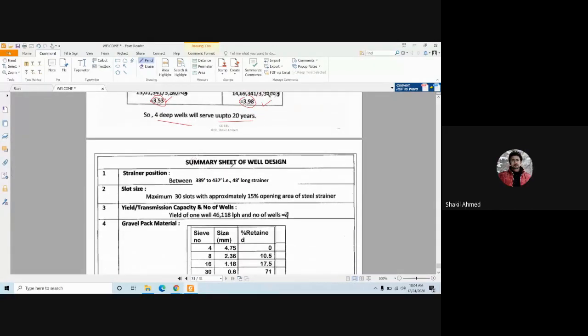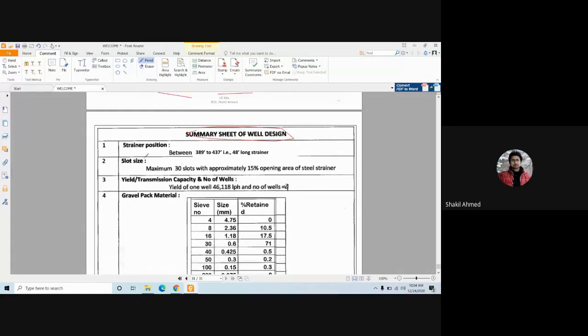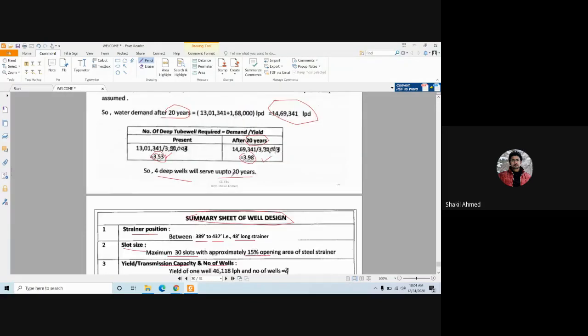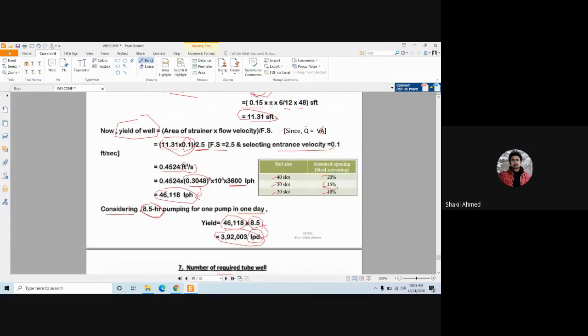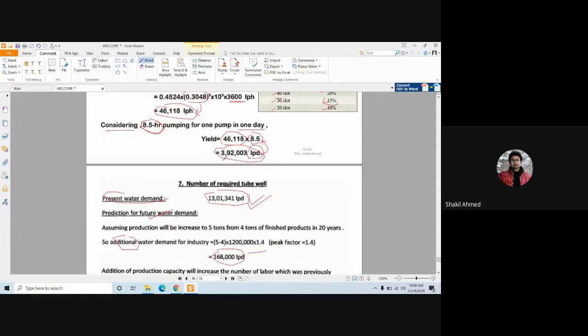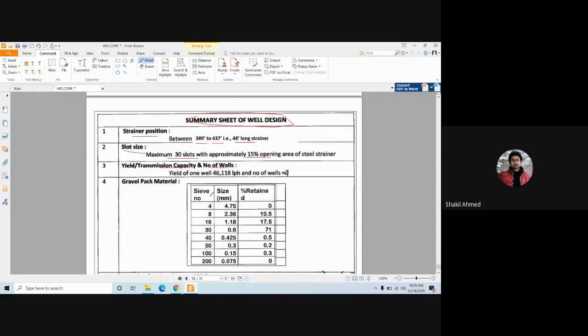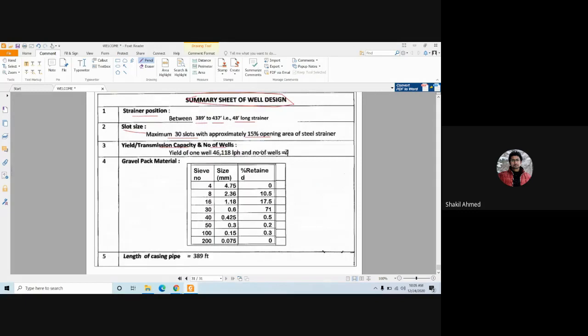Now, summary of the well design, if we look at this. Strainer position, 389 to 437. 48 feet long strainer. Slot size, 30 number slot with 15% opening area. Transmission capacity, what is the transmission capacity? This liter per day or this liter per hour, whatever you call it. And number of wells required is 4.